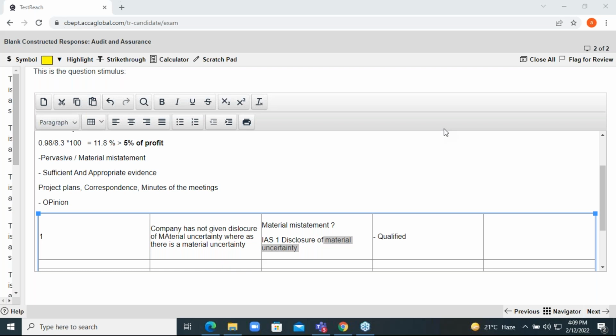They are not wrong, but they need to consider that material uncertainty is not always of a pervasive nature. Sometimes it has a major effect on going concern, and sometimes it's a simple material uncertainty. So both opinions can be formed, adverse and qualified. Both are correct answers, but normally we go for a qualified opinion. I'm hopeful that you are clear on that issue. Now let's have another example.